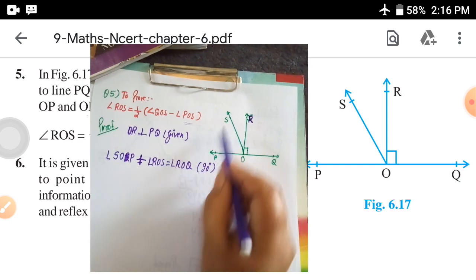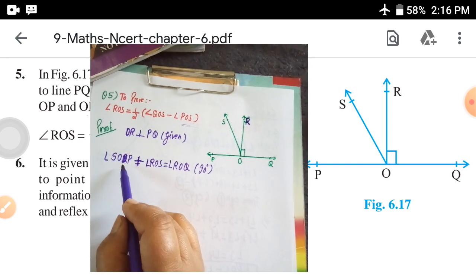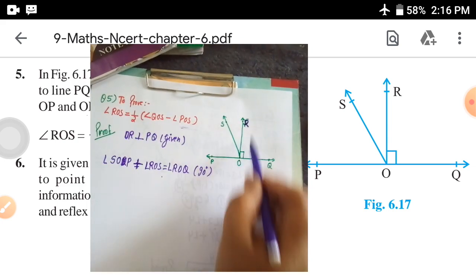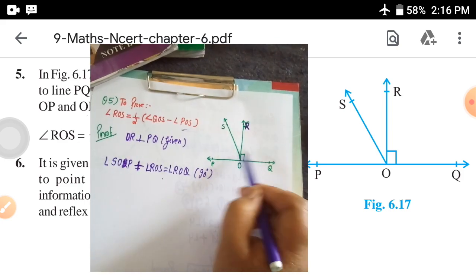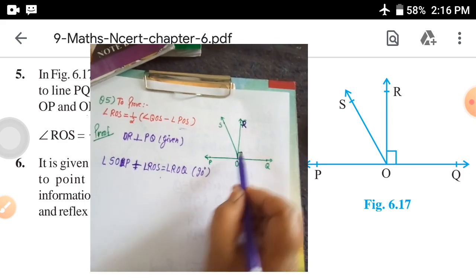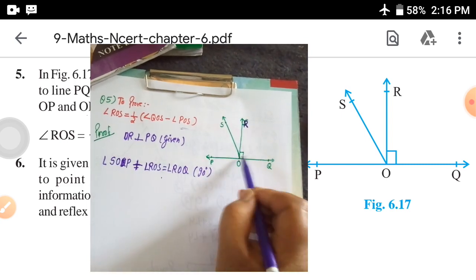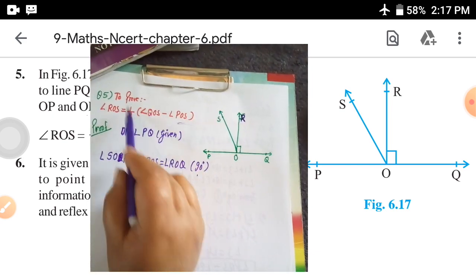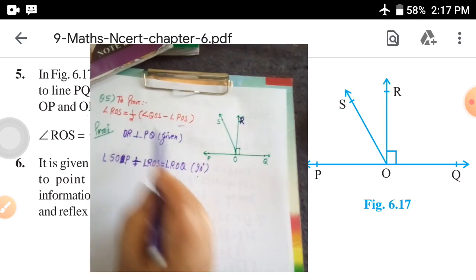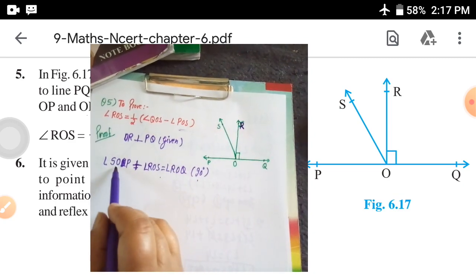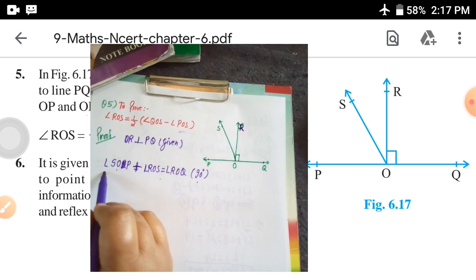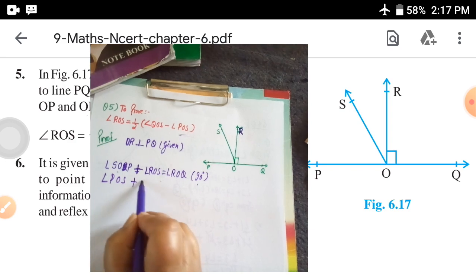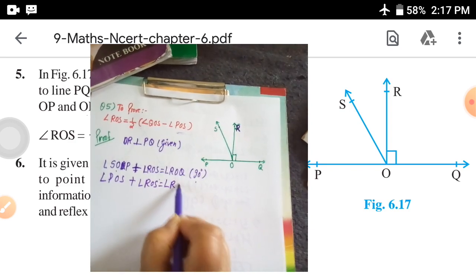That means POS, you can see that SOP or POS, the same thing is there. SOP plus ROS is equal to ROQ. Why? Because this is also 90 degrees and this is also 90 degrees. So we can write that the sum of these two equals ROS, both are equal to 90 degrees. But you can see that in the answer ROS is not required. This is POS, and in the place of POS we can write SOP. In the place of this we can write POS also, plus angle ROS is equal to angle ROQ. All right.